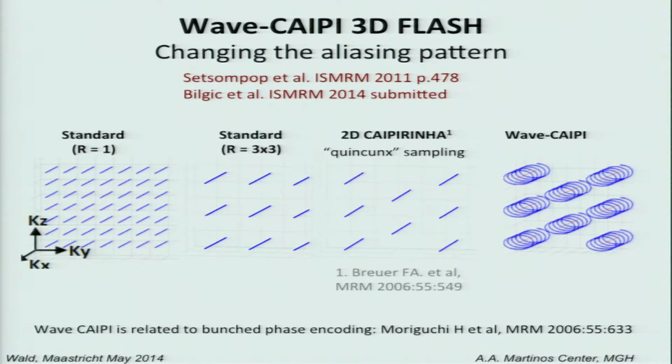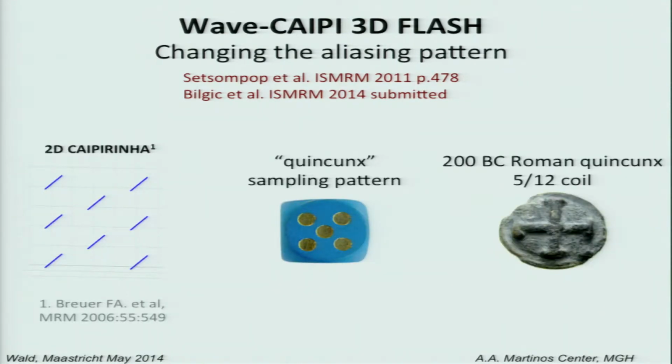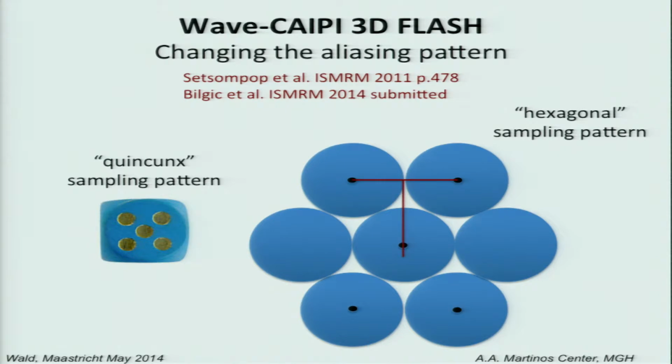And our idea is to keep this pattern. It's very nice because it throws the aliases into the corners of the images, but we simply add to it a corkscrew-like trajectory. So instead of doing lines in kx, we turn on sinusoidal y and z gradients to take a corkscrew pattern. And this throws the aliasing everywhere, as you'll see. So this Quincunx pattern is the 5 of the dice, that's standard Kuiperenia, and that's named after a 2,000-year-old Roman pattern that was used in a coin.